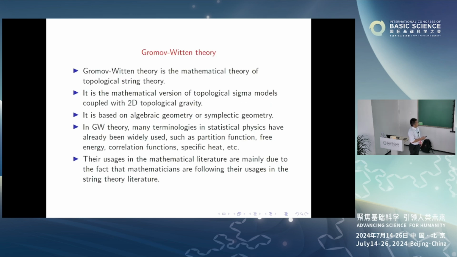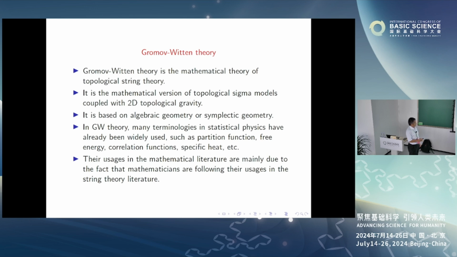Gromov-Witten theory is the mathematical theory of topological string theory. It is the mathematical version of so-called topological sigma models coupled with 2D topological gravity. In the previous talk, there was an introduction about topological quantum field theory that was obtained by twisting N=2 supersymmetric field theories. But in mathematics, it's based on algebraic geometry or symplectic geometry.